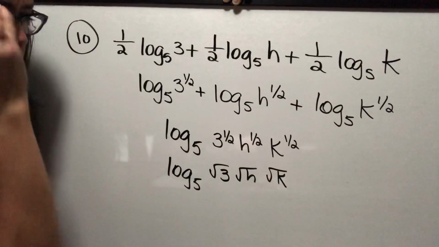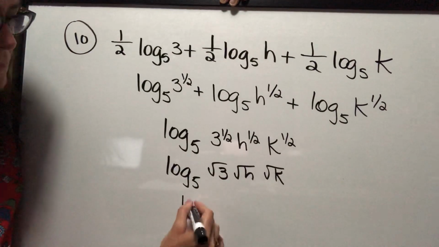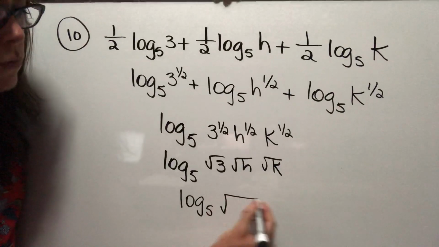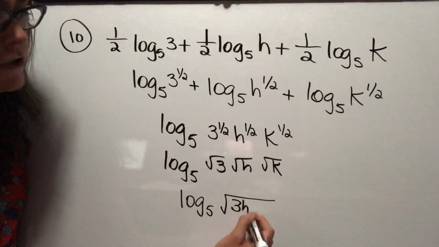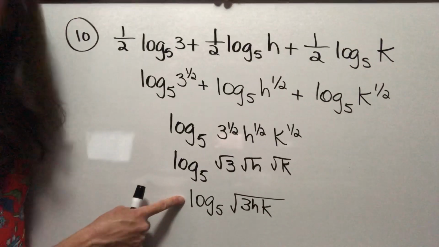When you studied radicals, you learned that you're allowed to multiply numbers that are inside of the same radical. So for your final answer, I'm going to put log base 5, and then under one square root symbol, 3hk. And that would be it. This would be the final answer for number 10.